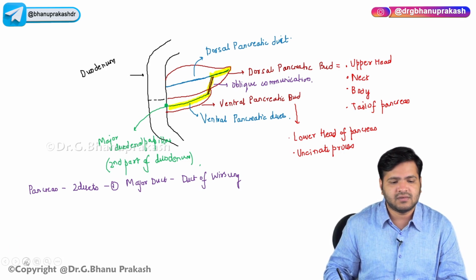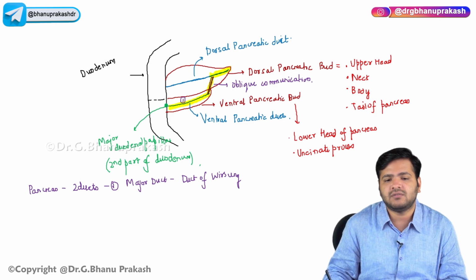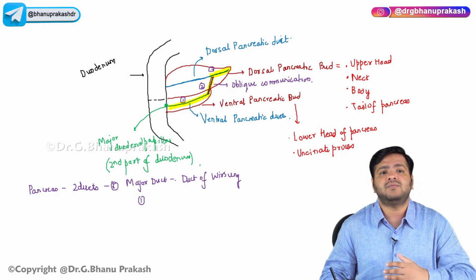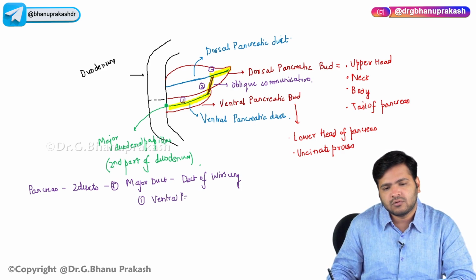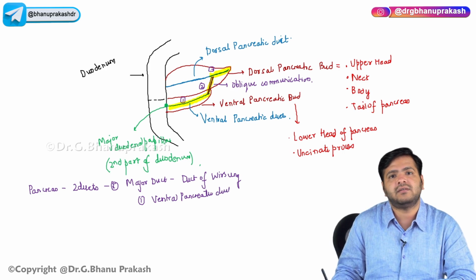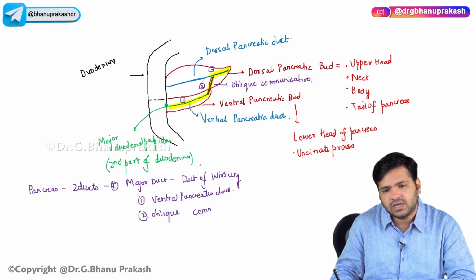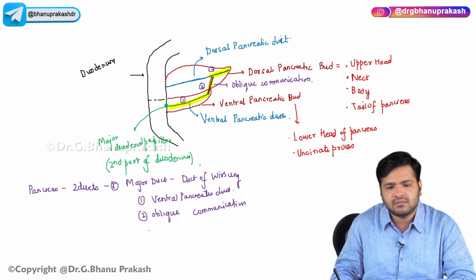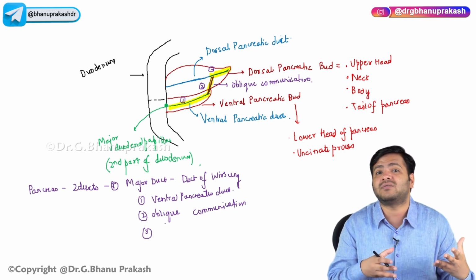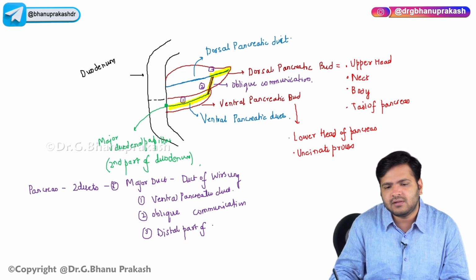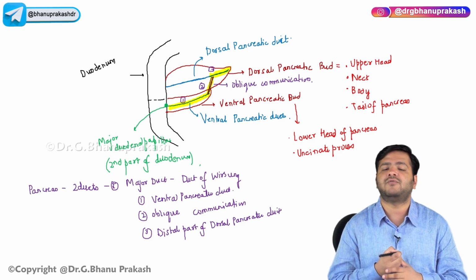So the major duct of the pancreas is formed from three structures. Let us name them one by one. The first one is the ventral pancreatic duct. Second, we have the oblique communication. And the third one is the distal part. See, the nearer part is proximal and the farther part is distal. So we have the distal part of the dorsal pancreatic duct.